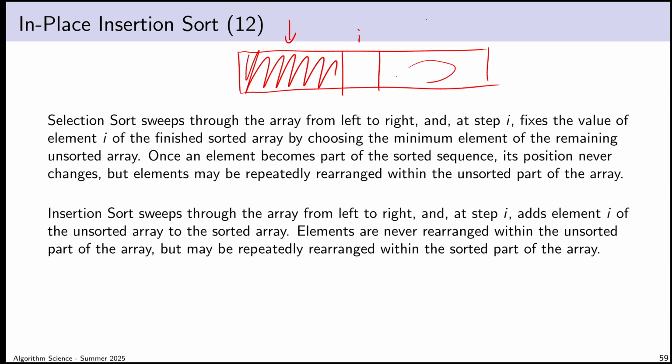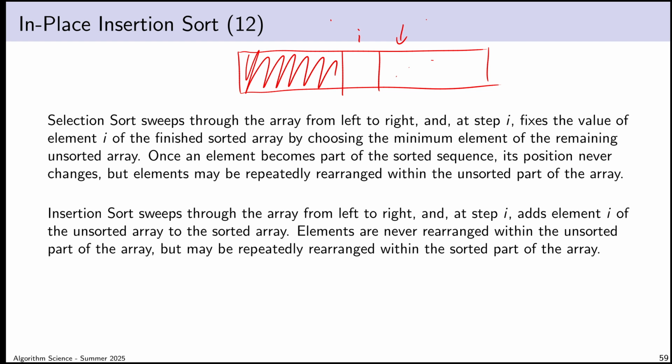I might keep moving the elements in the unsorted section around as I take care of that, but everything to the left of index I, when I get to the beginning of iteration I, is locked down. It's in its final sorted position. And selection sort, therefore, walks from left to right over the array, locking in elements on the left, and then on the right, moving elements around to do its bookkeeping.